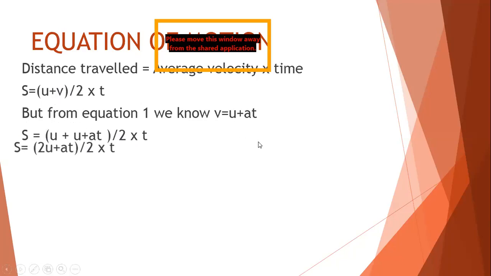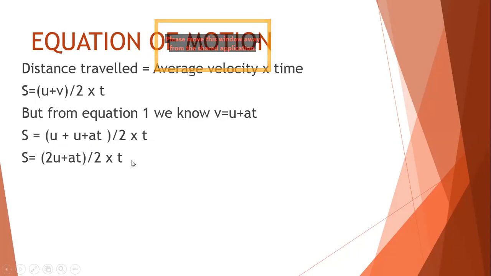Now what do we get out of it? You will find U plus U becomes 2U. So S is equal to (2U plus AT) divided by 2 into T.